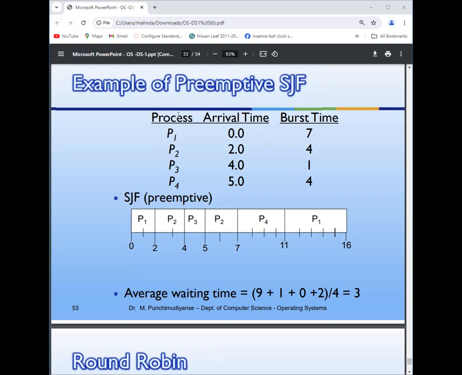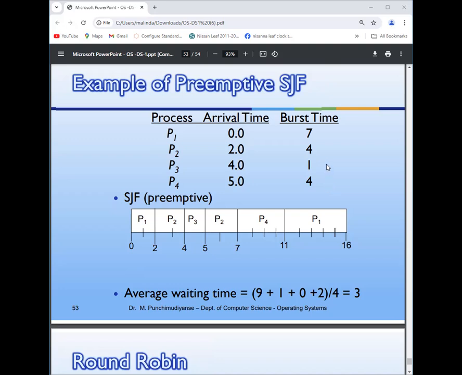So let's understand the columns. The first column is the processes P1, P2, P3 and P4. Then the second column is the arrival time of each process. P1 arrives at time 0, P2 arrives at time 2, P3 arrives at time 4, and P4 arrives at time 5. And the burst times are also given. P1 7 milliseconds, P2 4 milliseconds, P3 1 millisecond, and P4 5 milliseconds. Right? So that is the data given to us.